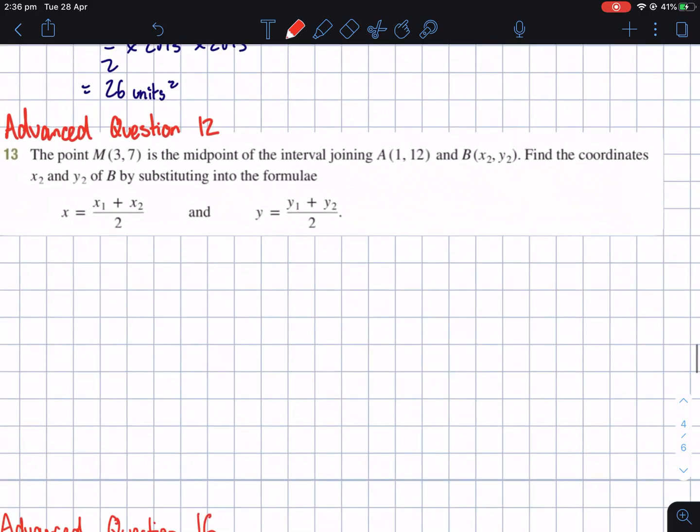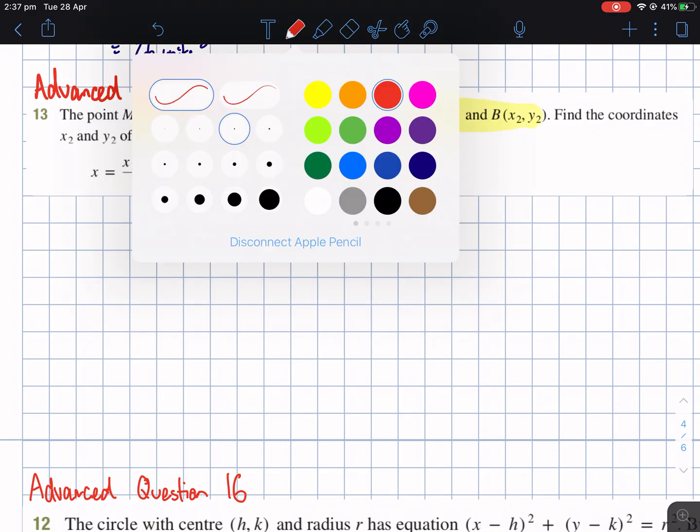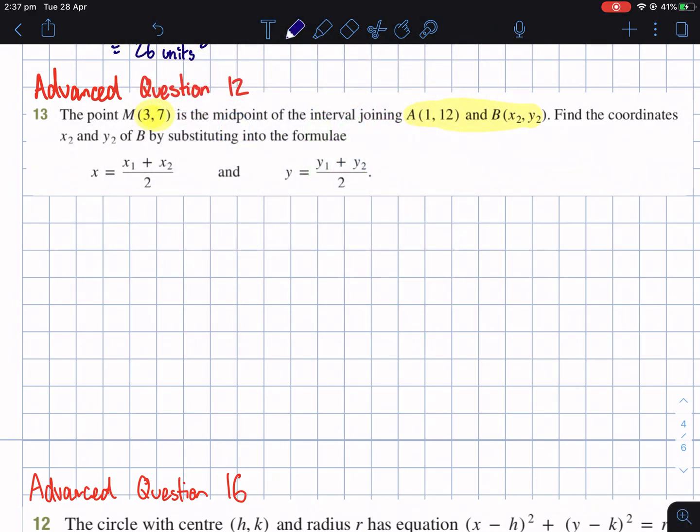Question 13. We know that this is the midpoint. So this is the midpoint between these 2 points, yeah? So if we look at the x, then the midpoint of AB, well, x equals x1 plus x2 over 2. Well, this is literally 1 plus x2 over 2.